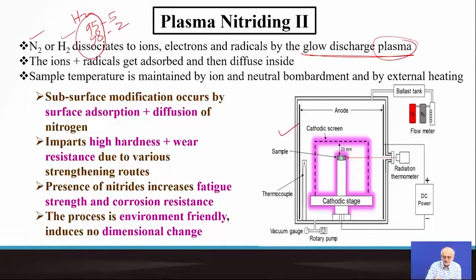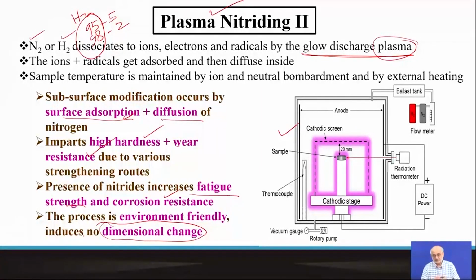So subsurface modification occurs because of surface adsorption and subsequent diffusion of nitrogen. We create the nitrogen ions, which get adsorbed and then diffuse inside as nitrogen atoms. So we create high hardness and wear resistance. That's exactly why we are interested in plasma nitriding. The process improves not only hardness and wear, but also the fatigue strength and corrosion resistance of the components. The most important part is that we can ensure dimensional stability.